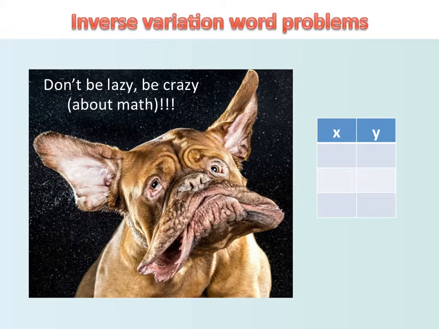So something that is, again, very helpful for inverse variation, like direct variation word problems, would be to make a table if there's not already one there for you. So just a suggestion to help you out, especially because sometimes you have a word problem and you don't know if it's direct or inverse, so the table helps you see that as well.